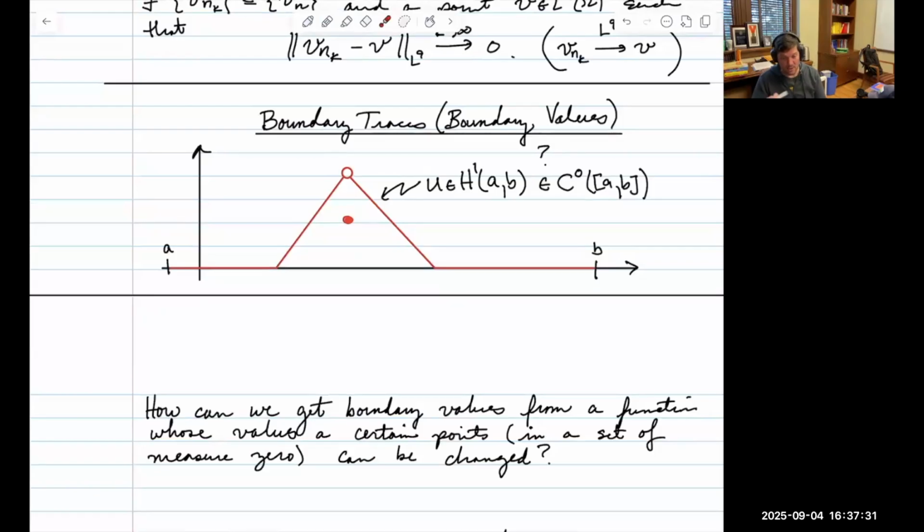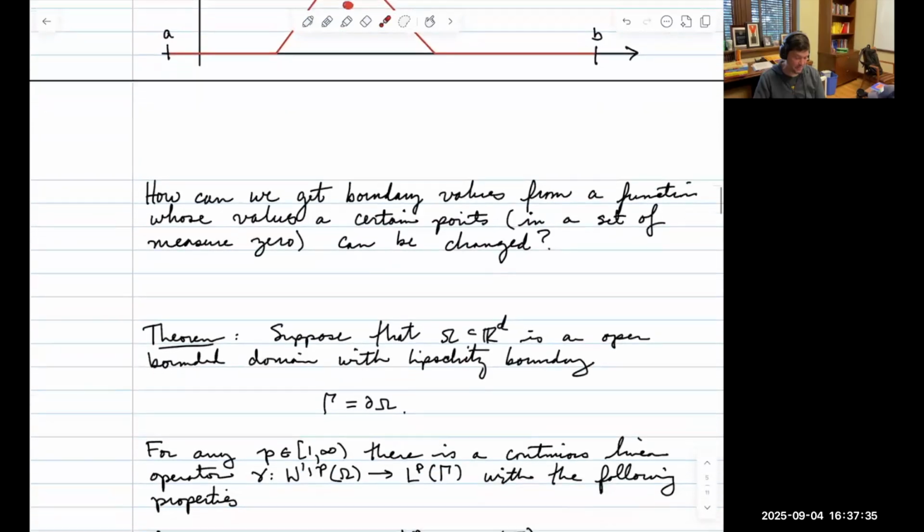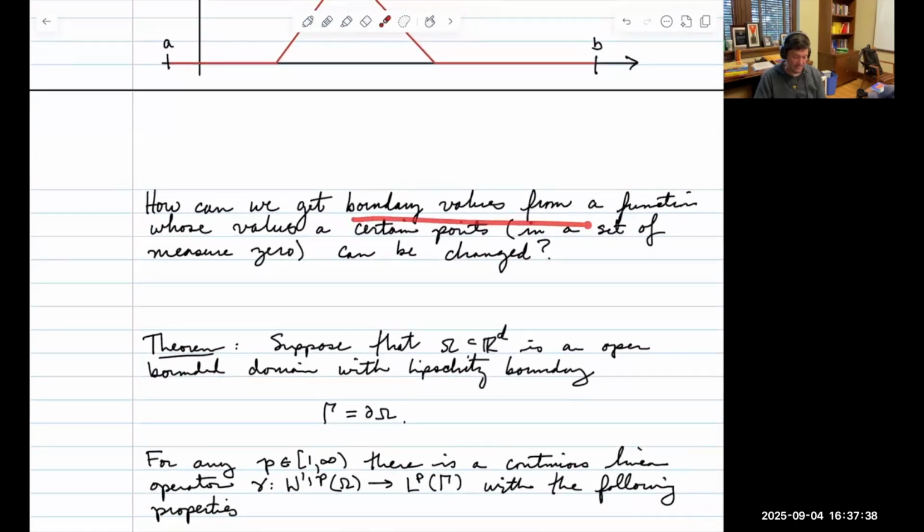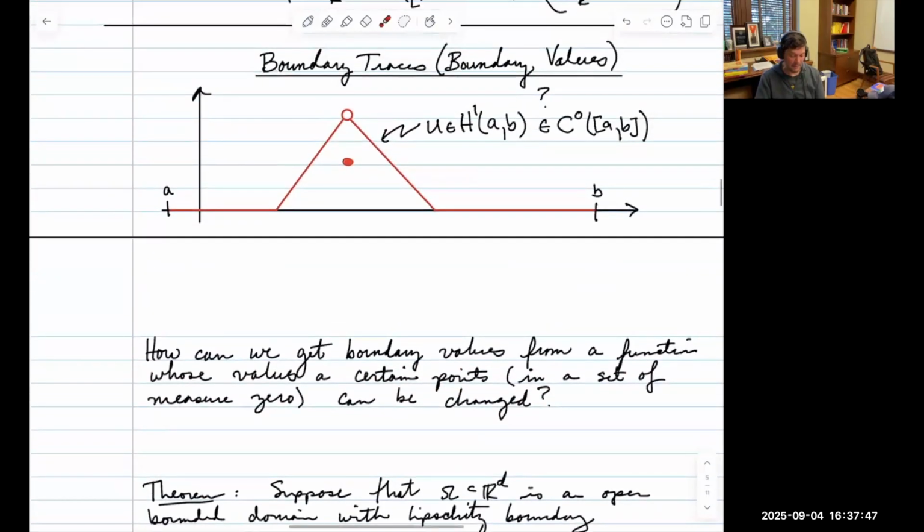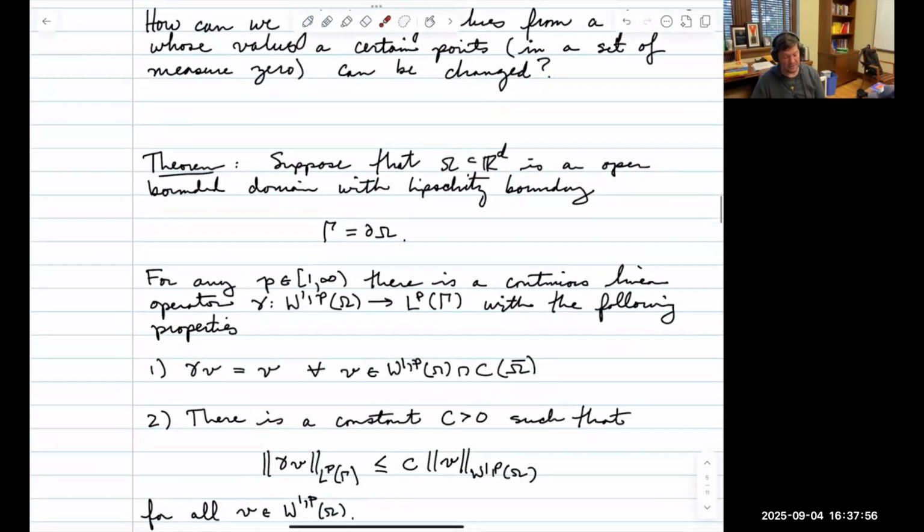It makes sense to ask what are the values at a particular point. So here's my general question. How can we get boundary values from a function whose values at certain points in a set of measure 0 can be changed? And the answer is you have to look at the member of that equivalence class which is known to be continuous. And then you can have point values for a continuous function. Every continuous function has well-defined point values, okay? Now, otherwise, we have to do something a bit special.